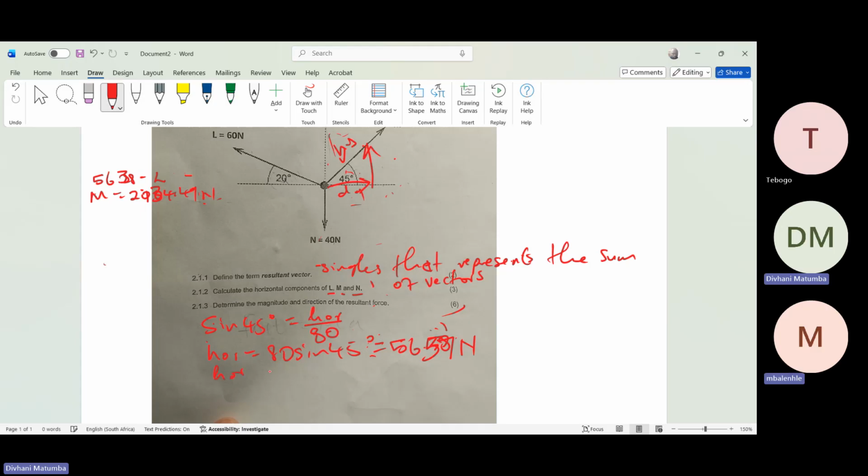Now for L, again, we're going to do the same thing. It's going to be 60. This is for L, this is for M. So it's going to be 60 sine of 20. 60 sine of 20 gives us 20,52. Yes.